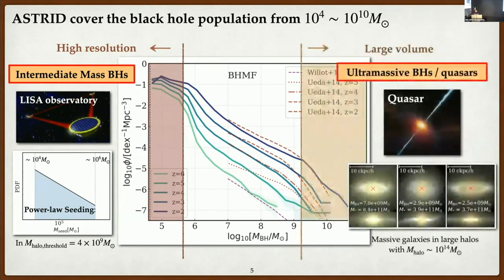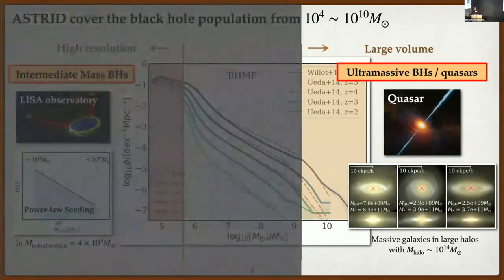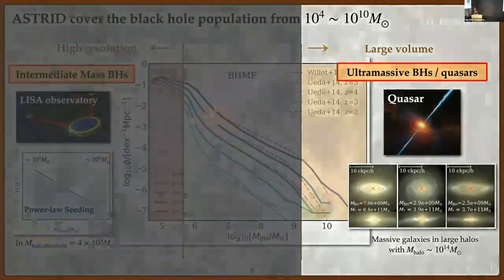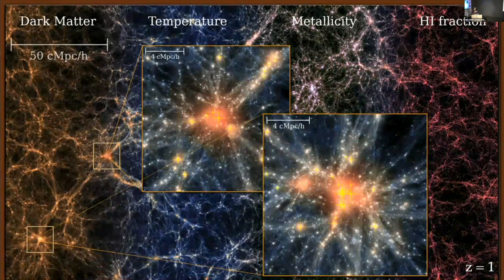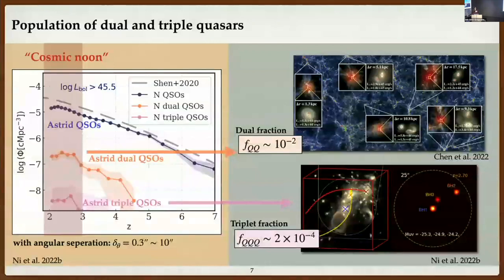The large volume of Astrid also allows us to probe those very rare extreme regions that can harbor quasar pairs and triplets and ultramassive black holes. So I will talk a bit about this massive end first. Here is a gallery of bright quasars and AGN residing in the large overdensities of the cosmic web. At this epoch of cosmic noon, which features the most active star formation and AGN activity, and where galaxy mergers happen most frequently, we can have a statistical population of AGN or quasar duals and triplets. Here is the number density of quasars as a function of redshift and the population of dual and triple quasars.